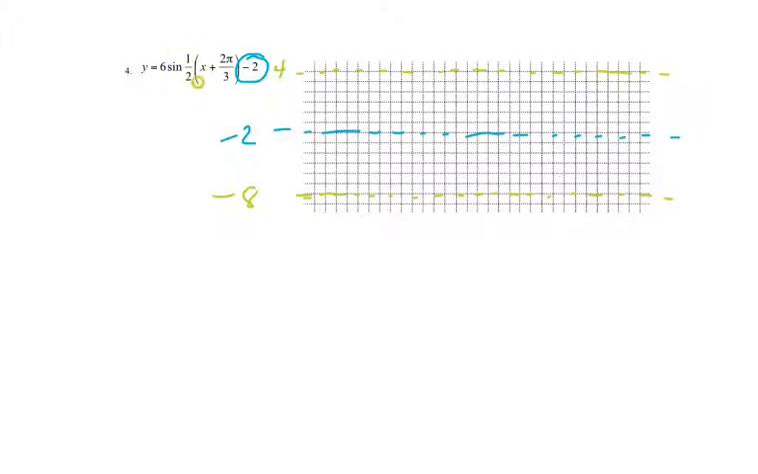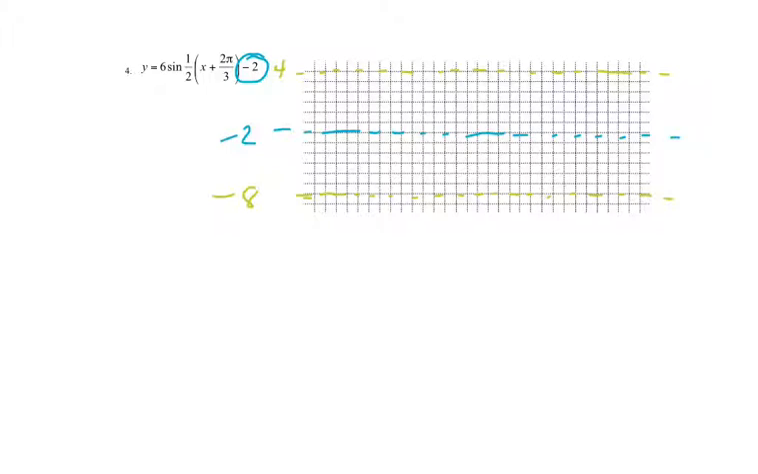Okay, now these other things I'm thinking about to help me label my x-axis. So my period is going to be 4 pi. So a full cycle is going to take 4 pi. And I'm starting by moving left 2 pi thirds. So I'm going to go ahead and just draw my sine curve, try and make it symmetric.